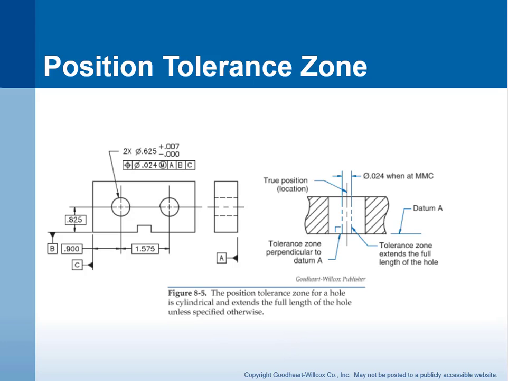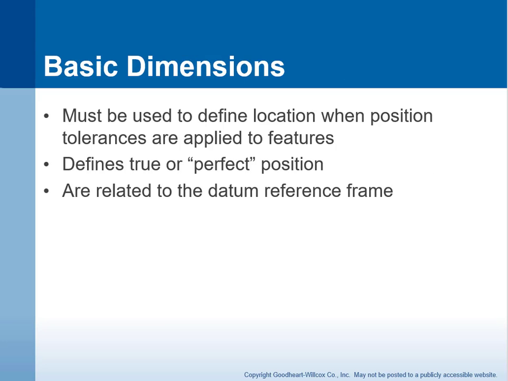So that is essentially what that tolerance zone means. Now, basic dimensions. Basic dimensions must be used to define location when position tolerances are applied to features. These basic dimensions define the true or perfect position of your holes or features. And these basic dimensions are related back to the datum feature reference frame.